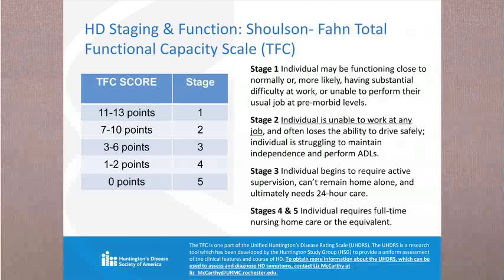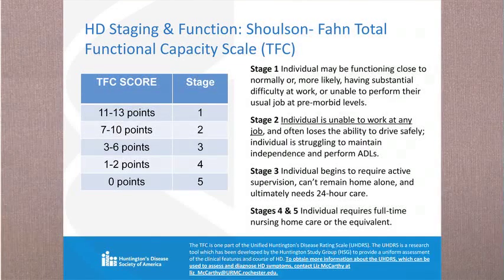It's really looking at the function, and we're going to go into some detail about how we get to the total. But stage 1, individuals may be functioning close to normally or, more likely, having substantial difficulty at work or unable to perform the usual job at premorbid levels. This is particularly true when they start to get symptomatic and are at 11 or 12. They can be 13 and pre-symptomatic.